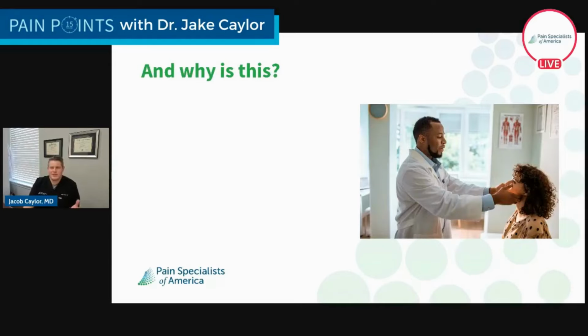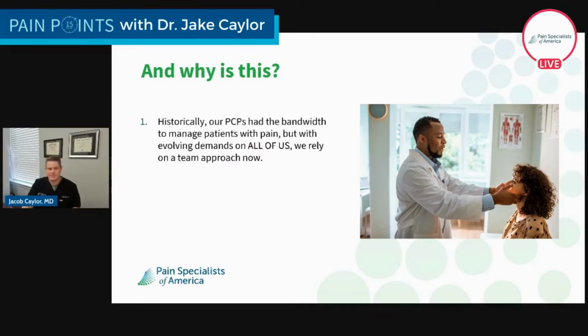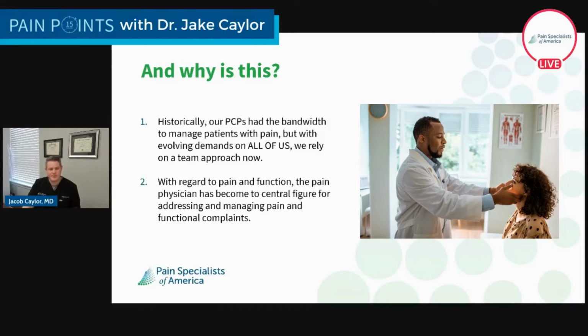So why is this? Why is it that the pain doctor is treating not just pain, but we're also kind of central to this idea of improving function, numbness, tingling, all these other sensations that happen? And it's really because historically our PCPs who used to have the bandwidth to be able to do this, they don't have that bandwidth anymore. And there are more demands on the healthcare system for primary care or for pain specialists as well as primary care physicians that we have to rely on a team approach. We can't manage all of these problems together. And I'm going to talk about that here in a second.